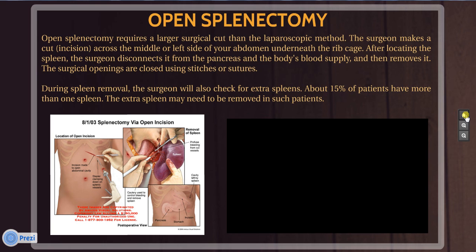During spleen removal, the surgeon will also check for extra spleens. About 50% of patients have more than one spleen. The extra spleen may need to be removed in such patients.